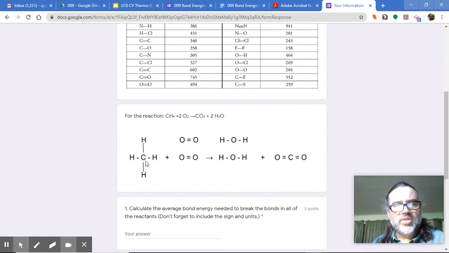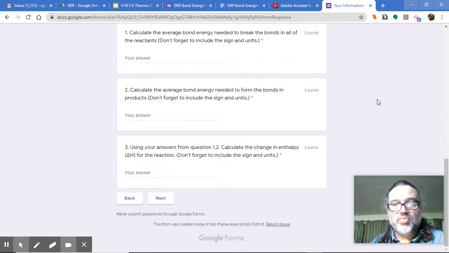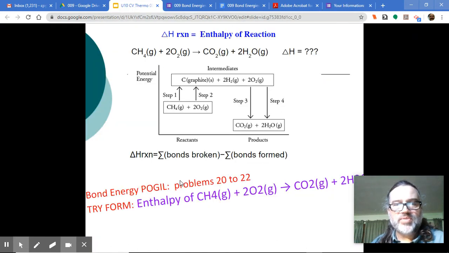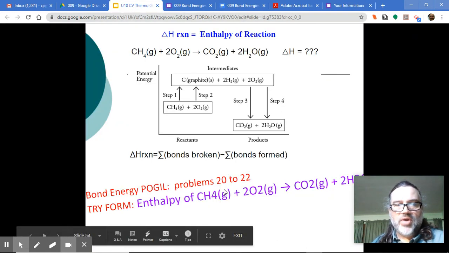With the Lewis structure, you can see that there's 1, 2, 3, 4 CH bonds and 1, 2 CO double bonds, and 1, 2, 3, 4 OH bonds. You just need to multiply and add and subtract. Practice that. There are 2 problems in here. There's another problem that you can try, that won't let me show you, but that you should try out. Practice those bond energy problems on pages 20 to 22 and also in this form.